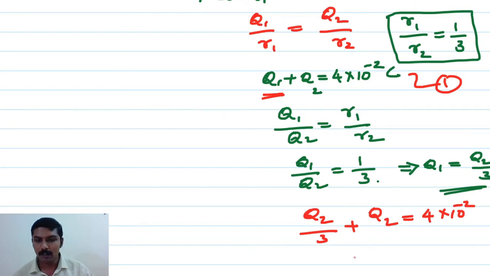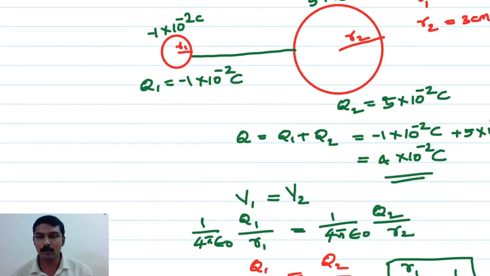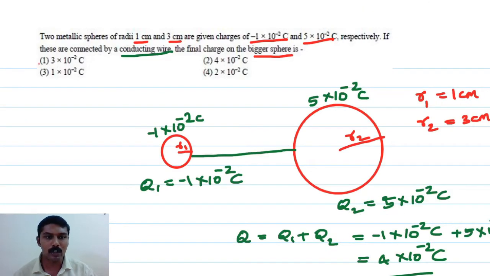The remaining part of the derivation is that you take the LCM, and you will find Q2, the charge on the bigger sphere, equal to 3 into 10 to the power minus 2 coulomb. If you look at the options, 3 into 10 to the power minus 2 coulomb is the right answer.